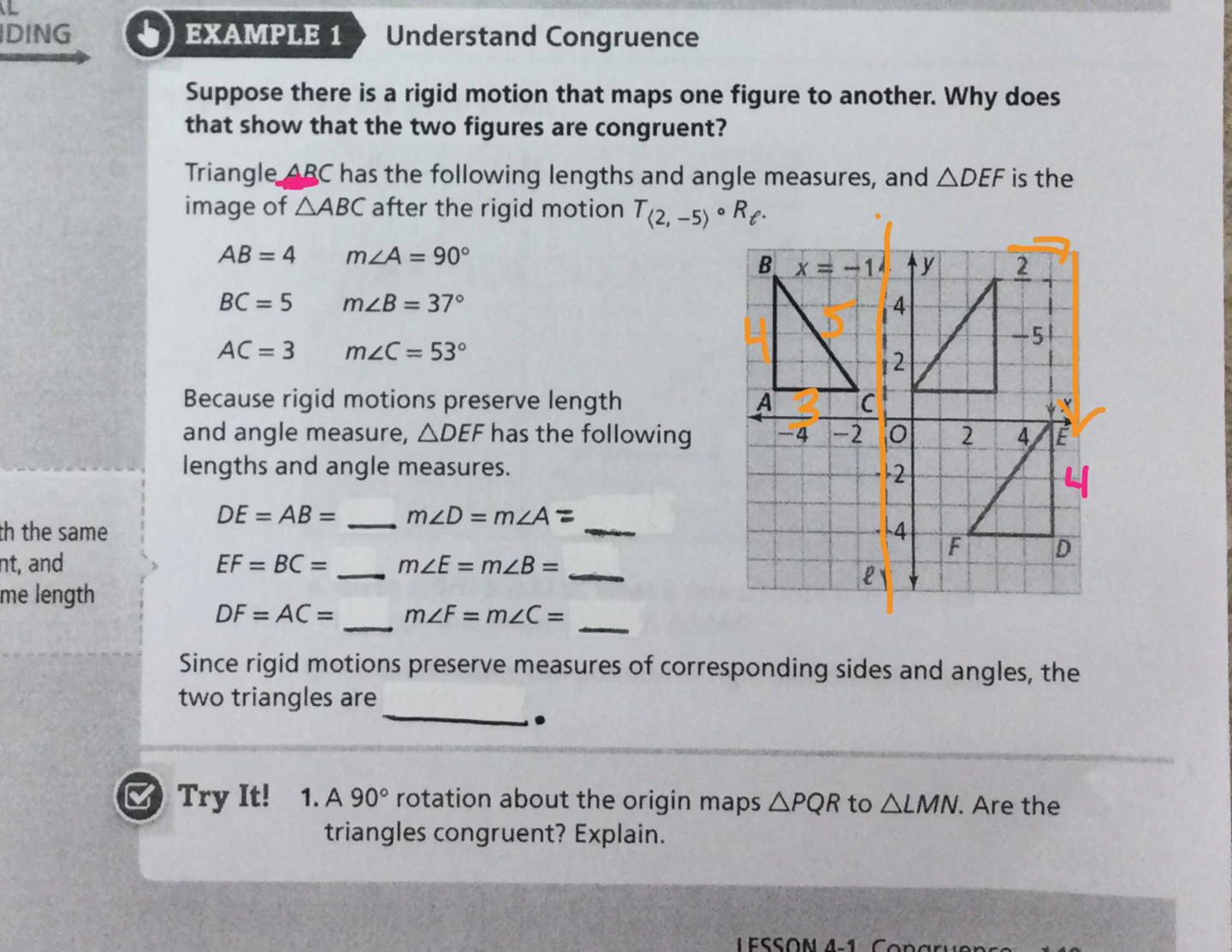AB is in the same spot as DE. EF is in the same spot as BC, so BC and EF are the same. And DF are the last two, and so it maps to the last two here, AC. So we know that's 3.